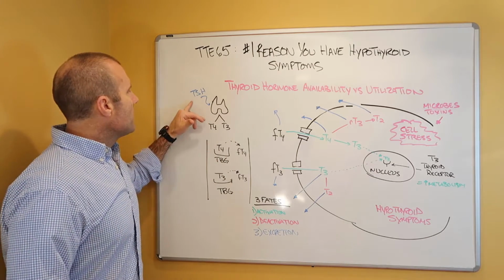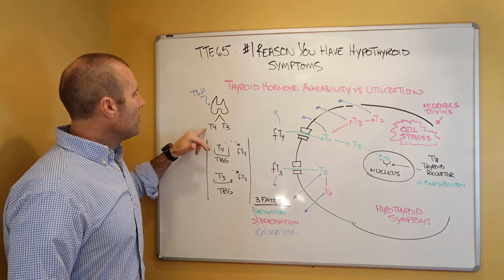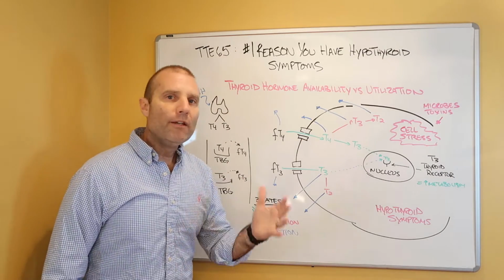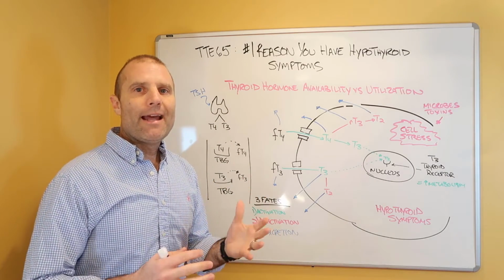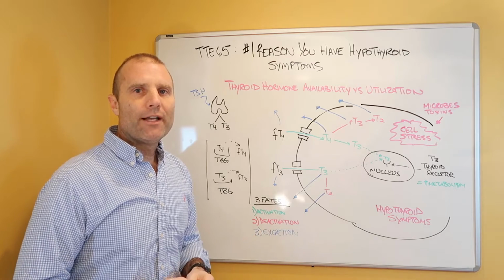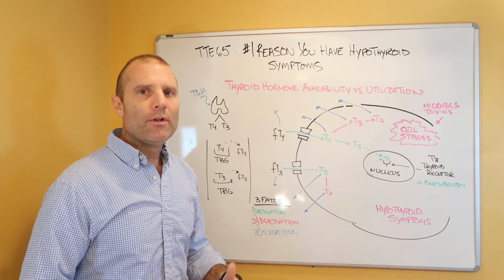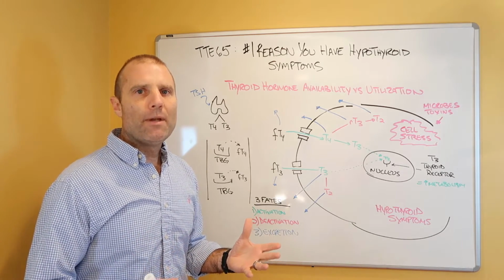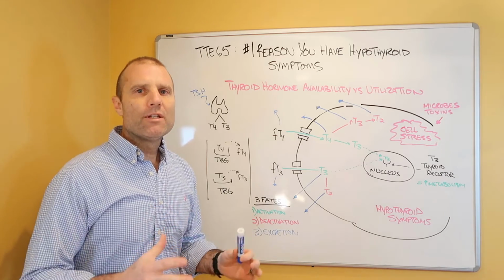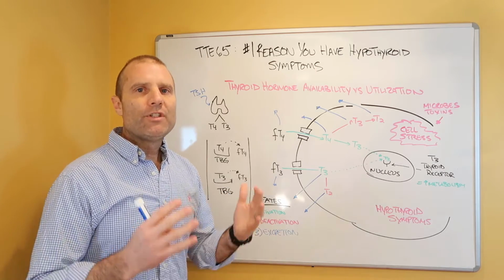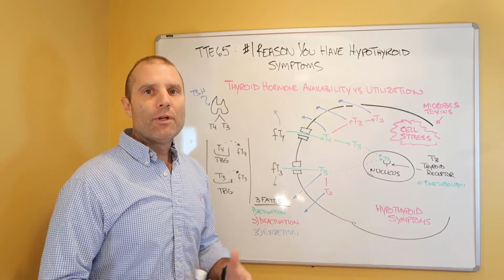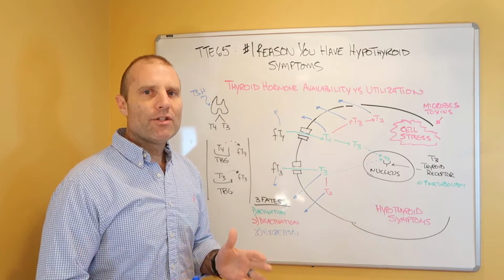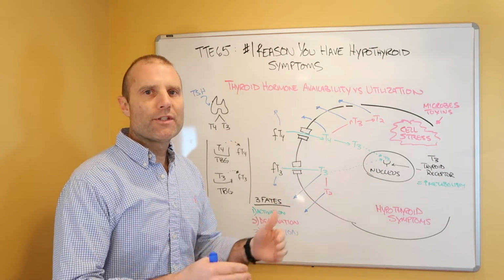So TSH stimulates the thyroid gland to produce T4 and T3. T4 being the primary inactive hormone that's made by the thyroid gland. T3 is the active hormone, but very small concentrations are made by the thyroid gland. Most of the cells in your body prefer T4 versus T3 because they like to control the activation of thyroid hormone within the peripheral cells.